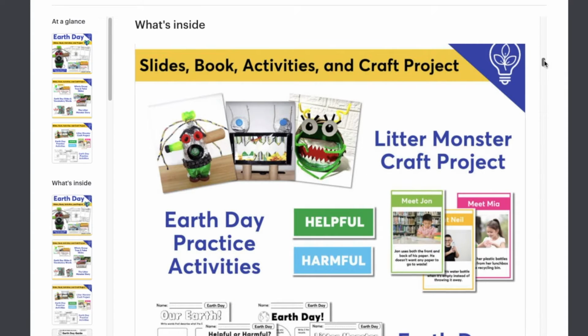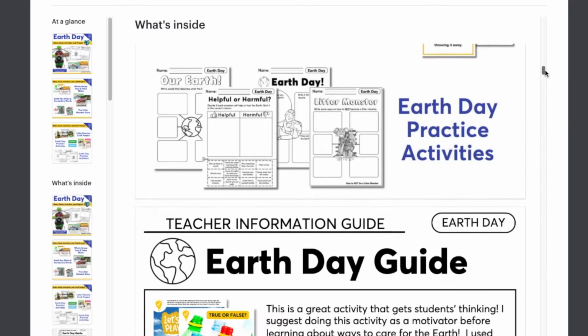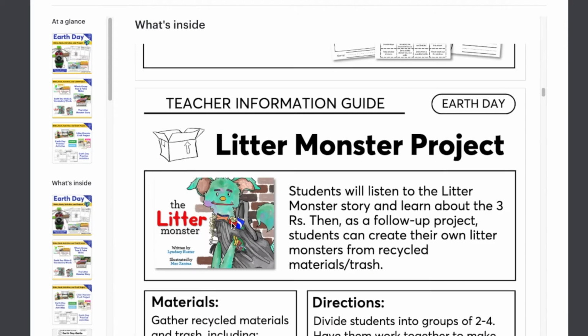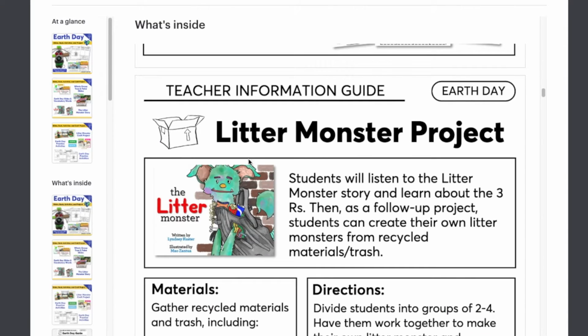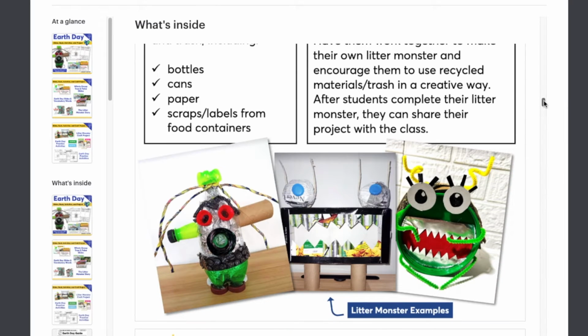This is a nice preview, by the way. Earth Day practice activities, whether something's helpful or harmful, and she's got a few examples of them. An information guide for the teacher, that's great. She's giving them examples of the Litter Monster project, which you don't have to necessarily do just on Earth Day. This again, the way she's created this could be done any time of the year.